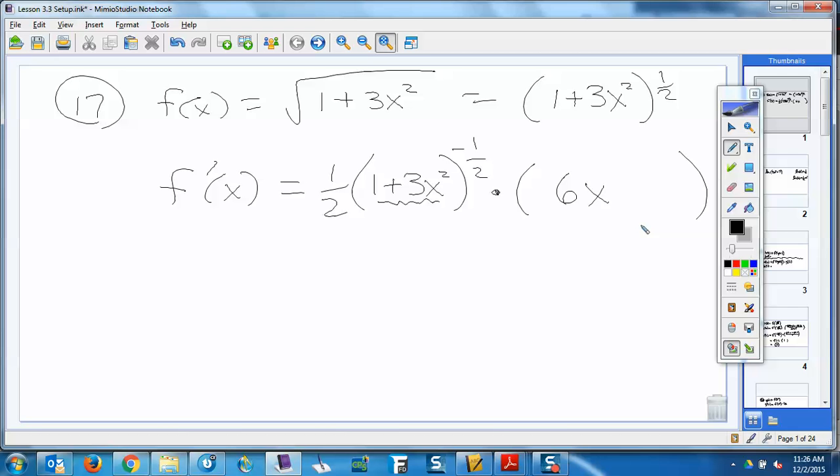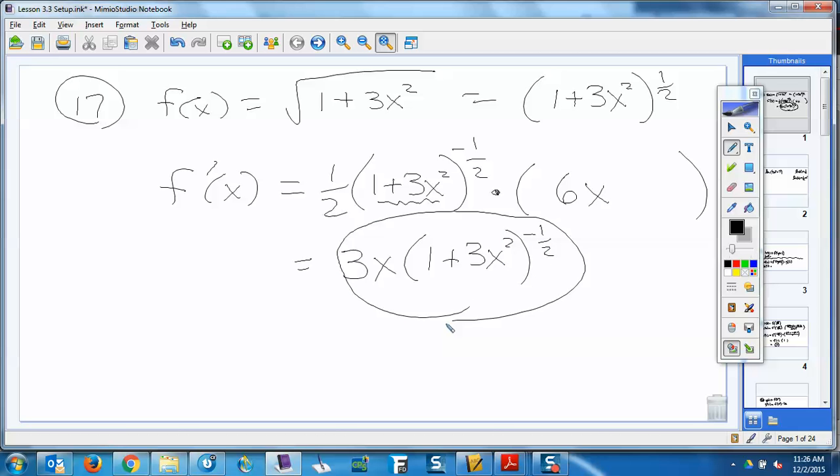Because what should you do? 1/2 times 6 is 3. I would bring the x around in front. I don't really care if you bring the x around front with it, but it would make sense to. That's what we should have for our derivative.